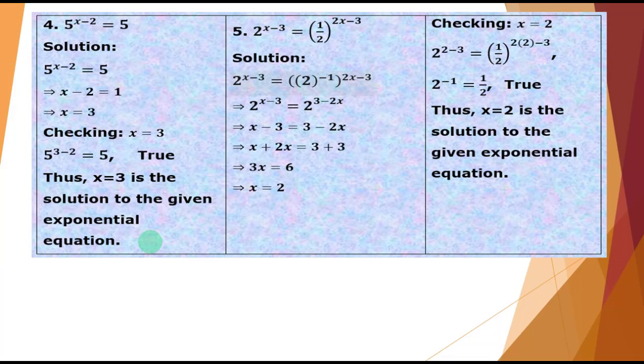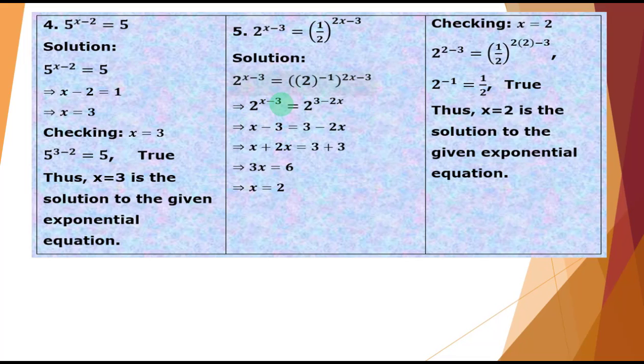The fifth one, we have 2 raised to x minus 3 equals 1/2 raised to 2x minus 3. We copy the left-hand side, but the 1/2 here, we can express it as a power of 2. We have 2 raised to negative 1. Then copy again the given exponent, 2x minus 3. They already have the same base.